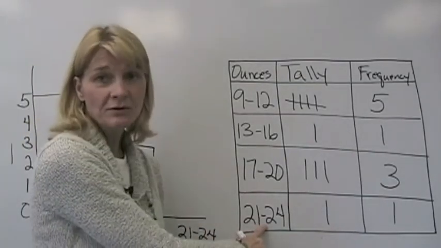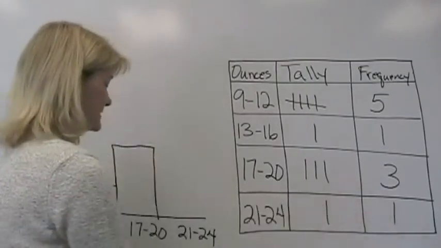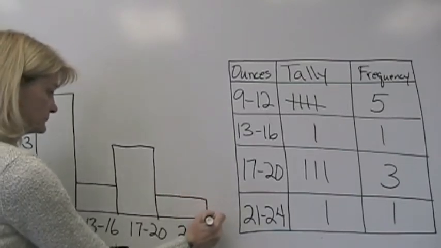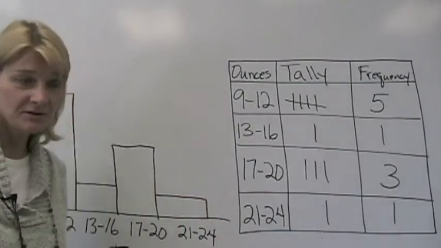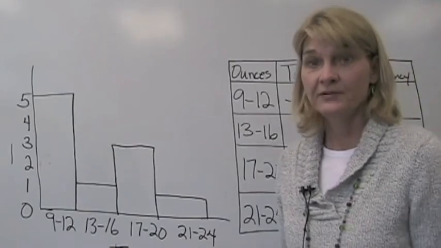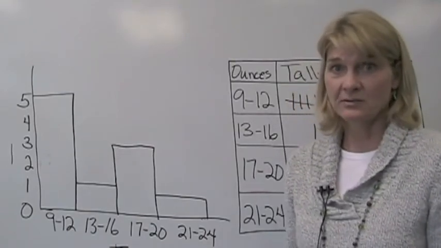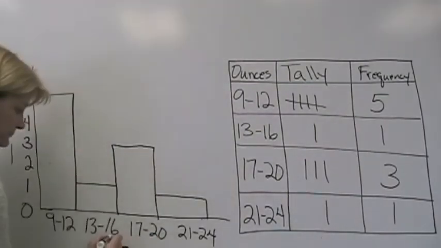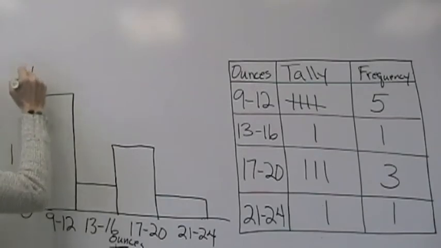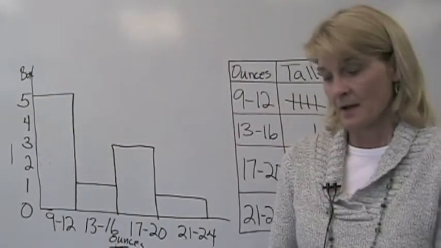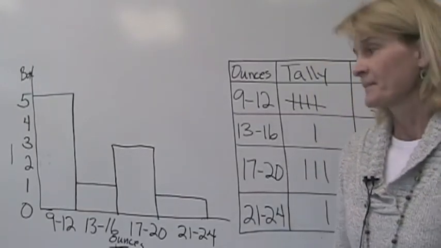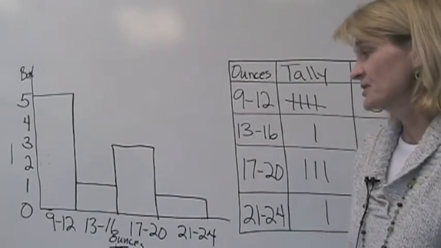And then the last one is 21 to 24 ounces. Only one has that. So we'll come back over here and make our graph look like this, our histogram. So this can be read. Now first of all, remember, you have to label your graph. Every graph has to be labeled. These are the ounces down here, and these are the boxes up there.